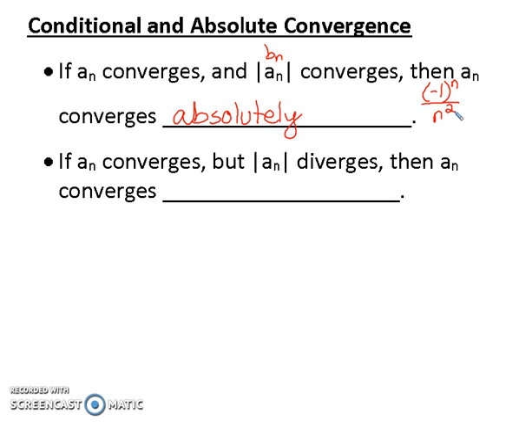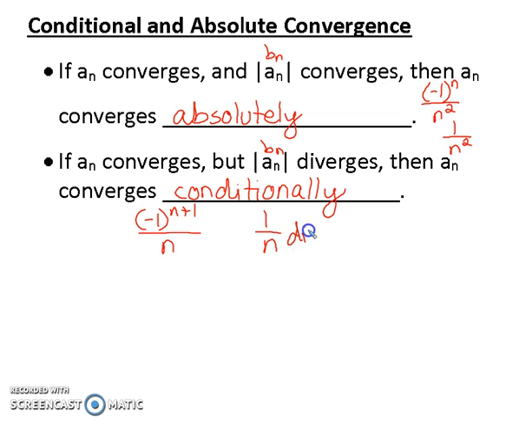An example of that would be negative 1 to the n over n squared. That's going to converge. And in addition to that, the absolute value of it, which would be 1 over n squared, also converges. So we would say that it converges absolutely. Now, if your a sub n, the alternating series, converges, but the absolute value of it, the b sub n, diverges, then we say that our a sub n series converges conditionally. So it only converges when it's in its alternating form. An example of that would be the one that we just looked at, the negative 1 to the n plus 1 over n. It converged, but 1 over n diverged like we talked about.